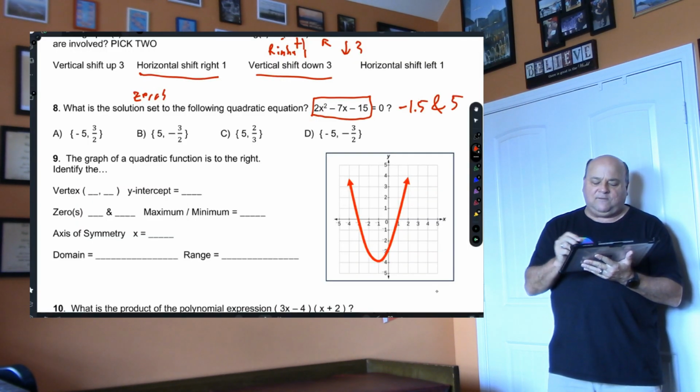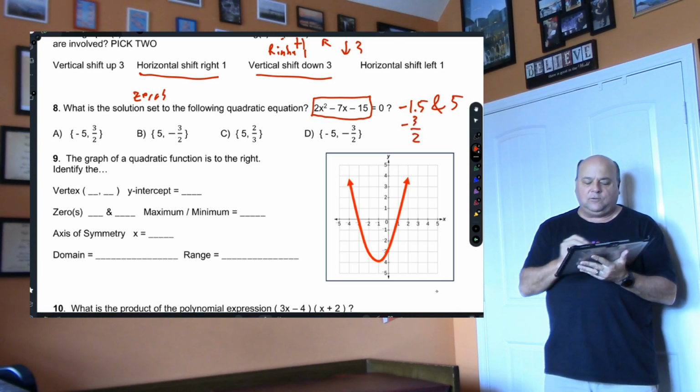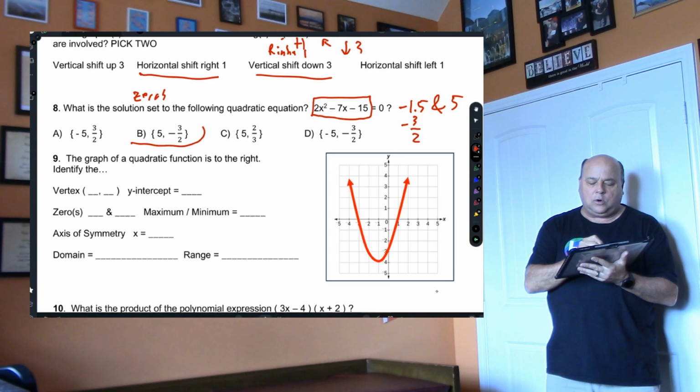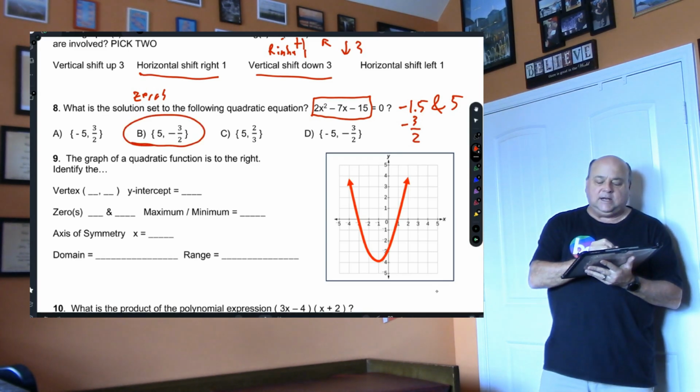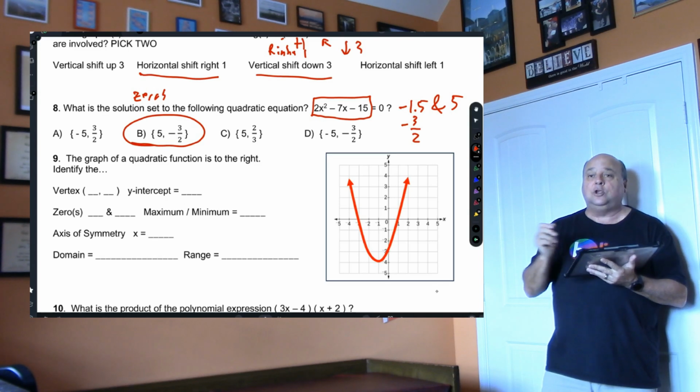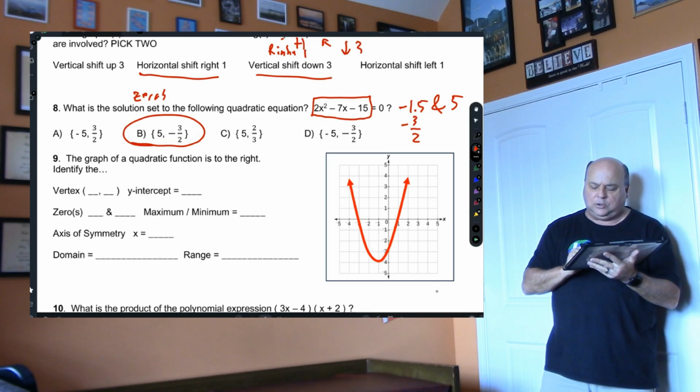And negative 1.5 is going to be negative 3 over 2. So negative 3 over 2 and 5 would be right here, wouldn't it? You can put them in any order, okay? If you were to type negative 3 over 2 in the calculator, you would get negative 1.5. Let me show you that.